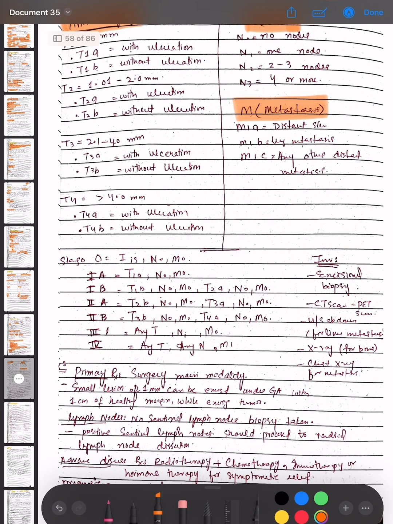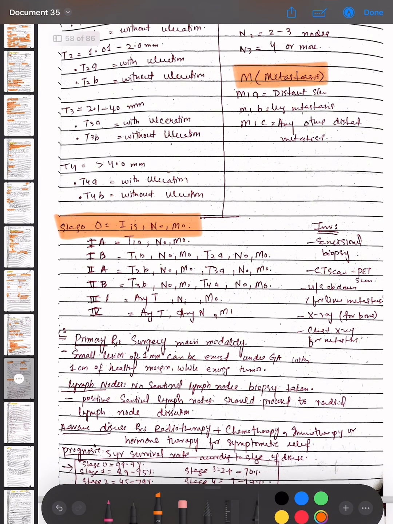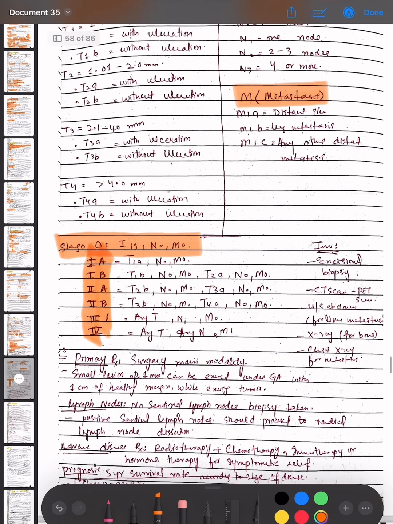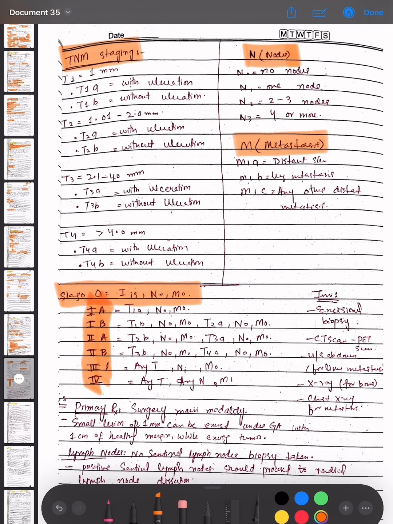Now stage 0 is in situ, N0 and M0. These are the stages of melanoma: 1A, 1B, 2A, 2B, 3 and 4. In 1A, we have T1A, N0, M0. In stage 1B, we have T1B, N0, M0, and T2A, N0, M0. These are described here. What does T2B mean? Without ulceration.